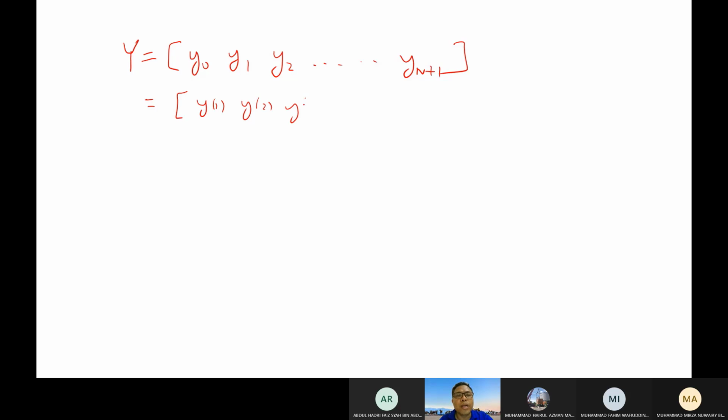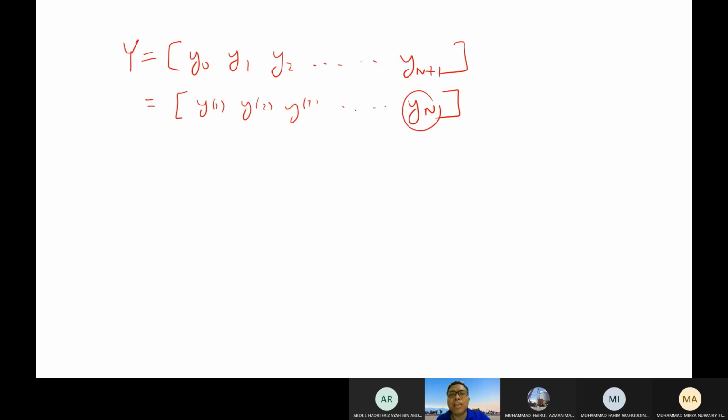Okay. Tadi kalau you masih ingat, dalam kelas kita sebelum ini, Y tadi tu sepatutnya kita tulis daripada Y0, Y1, Y2 sampailah Yn plus 1. Yang mana Y0 ni tadi sepatutnya menjadi Y1, Y2, Y3, sehinggalah Yn, bukannya Yn plus 1.